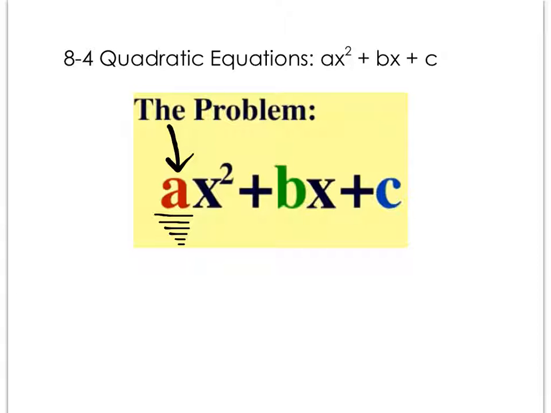The only thing that we have factored before, the only trinomials in the form of x squared plus bx plus c, have been with a coefficient of 1. So again, today we will see a coefficient of something that is other than 1.